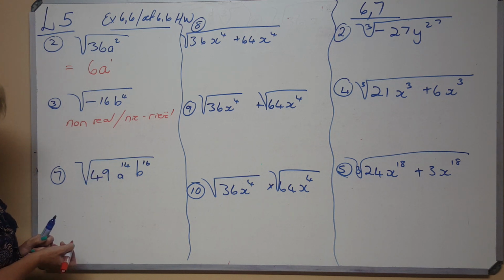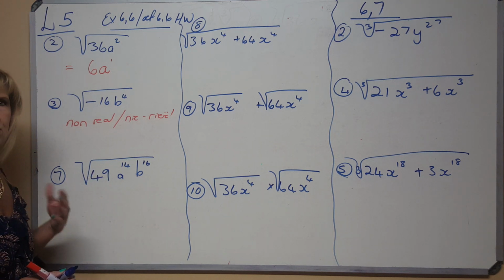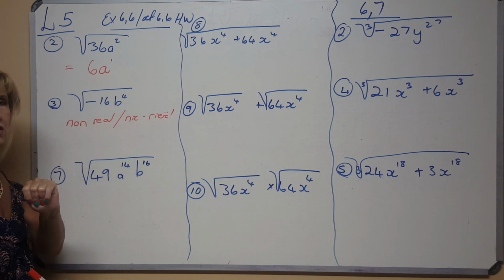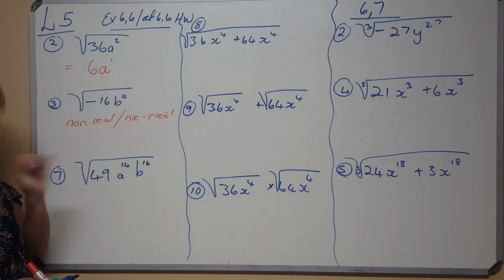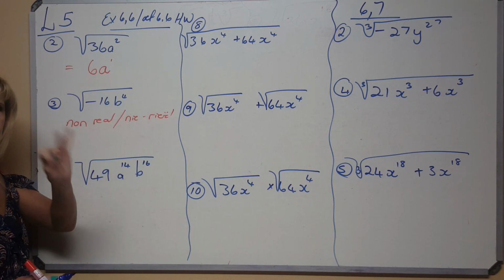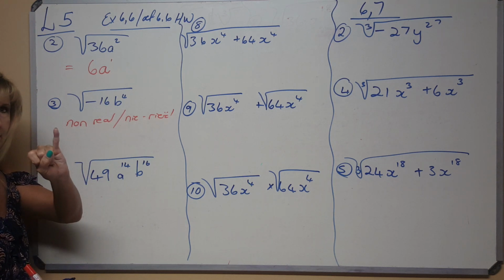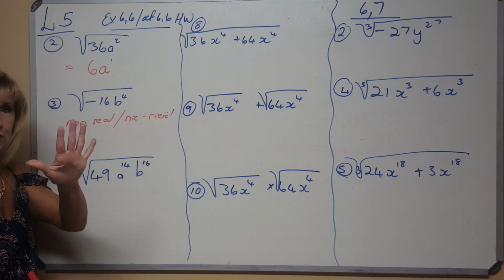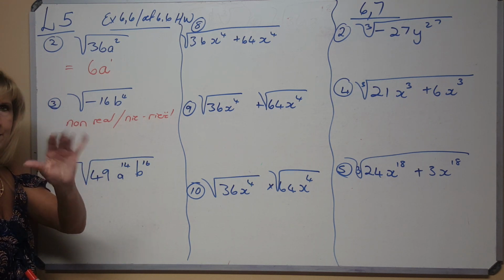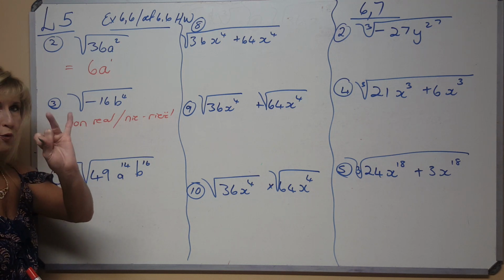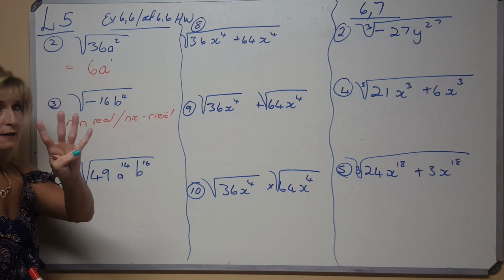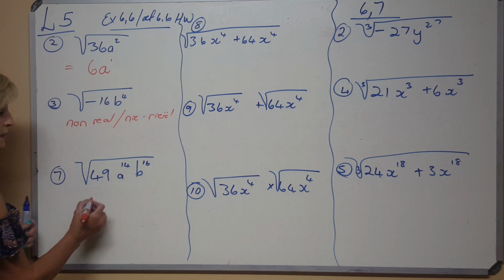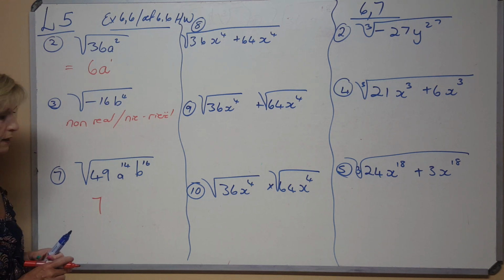Die vierkantswortel van 49, onthou, ken jou hoofvierkantswortel. 1 kwadraat, 2 kwadraat, 3 kwadraat, 4 kwadraat. So your main square numbers are 1 square, 2 square, 3 square. In other words, 1, 4, 9, 16, 25. Those are your square numbers. 1, 2 squared is 4, 3 squared is 9, 16. Know them. Then you'll know that 49 is 7 squared rooted.